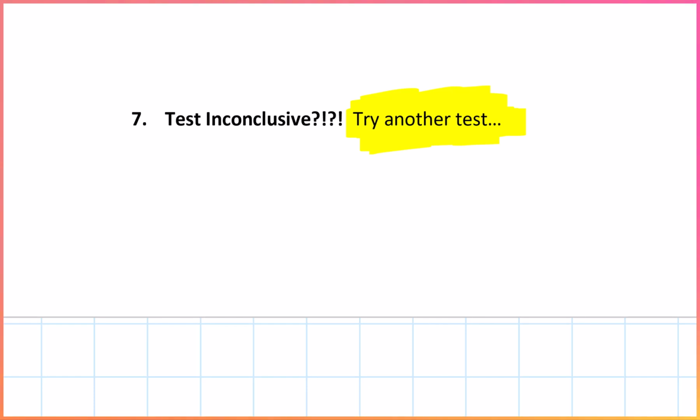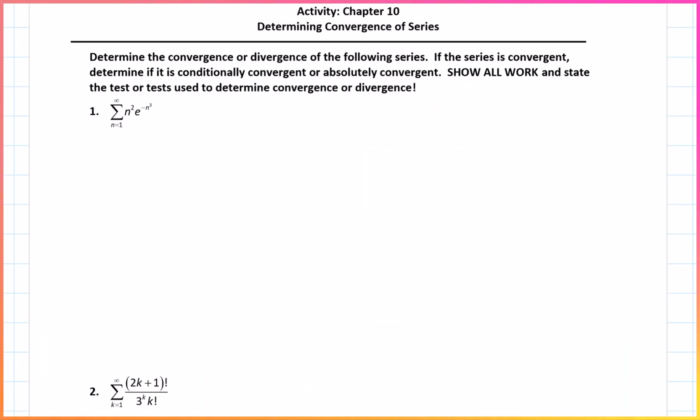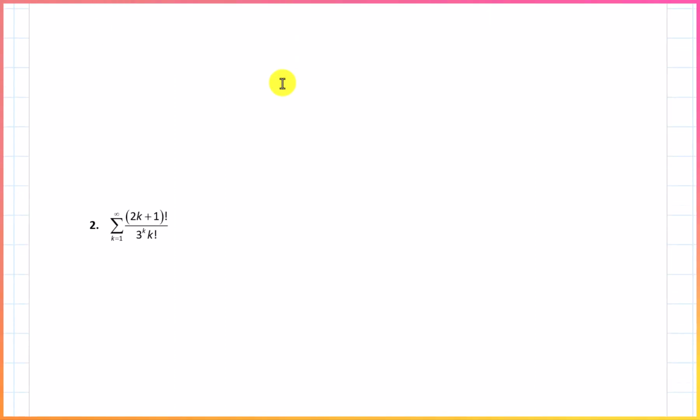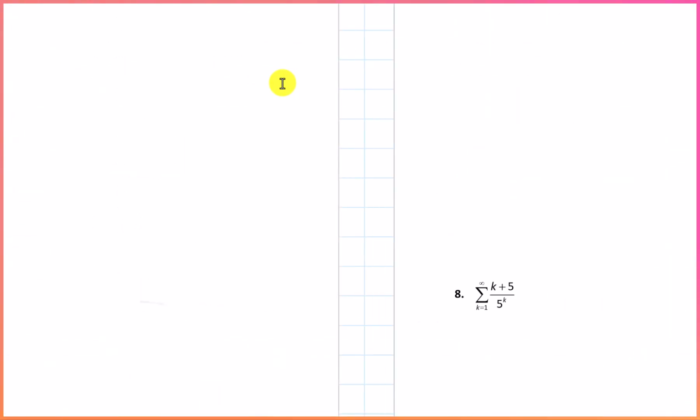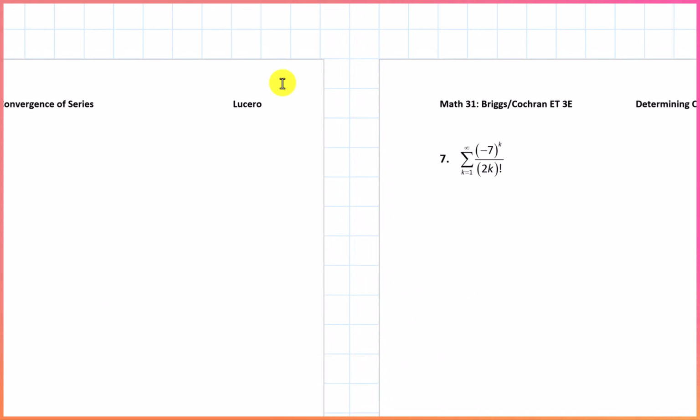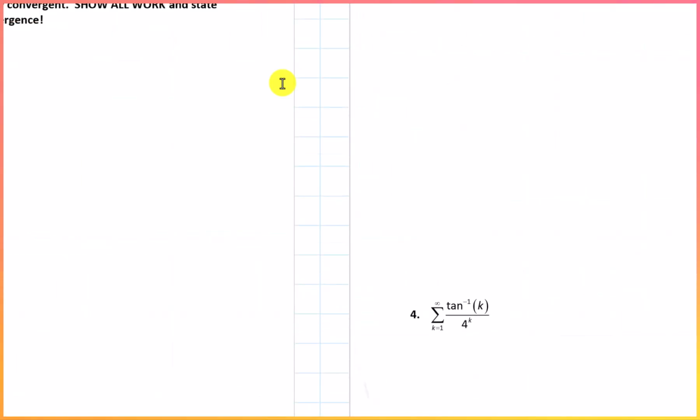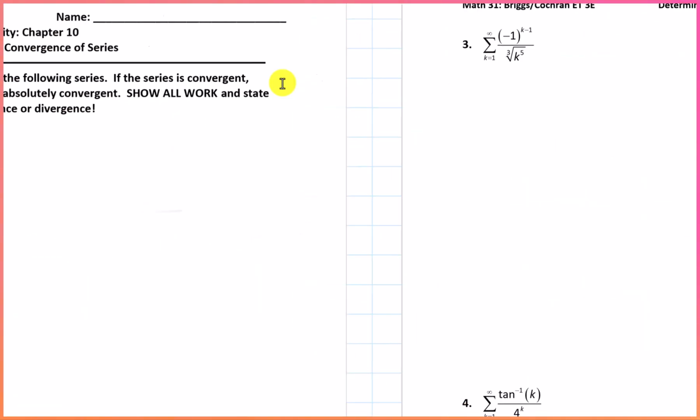And on that note, the best way to practice testing series for convergence or divergence is to just test a bunch of series. So I have created this activity that I want you guys to work on together. This activity is in the Canvas module. Go ahead, work all these problems on this activity. I believe we've got 8 of them. So there's 8 problems for you to work and practice all your different strategies.